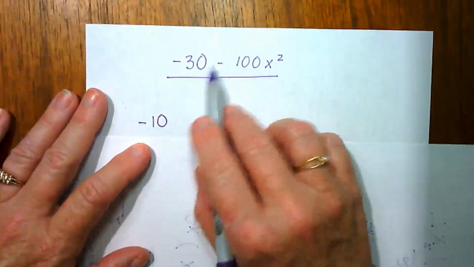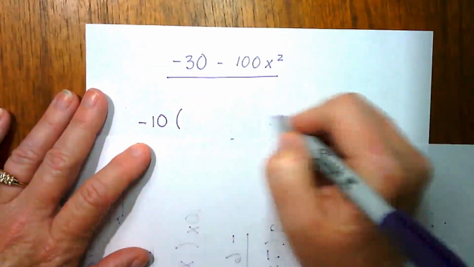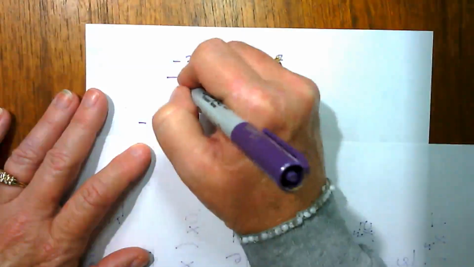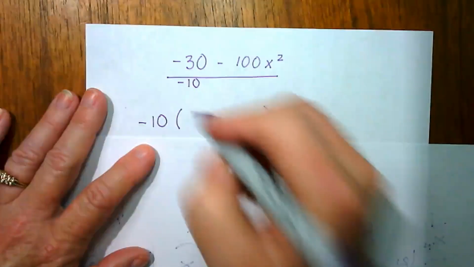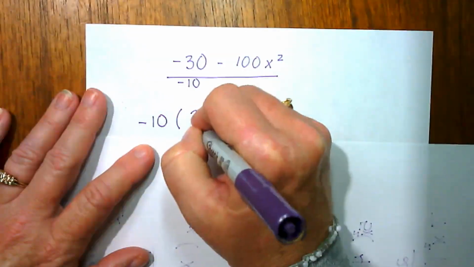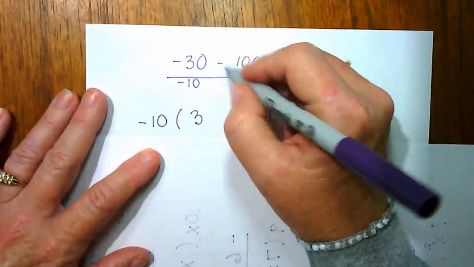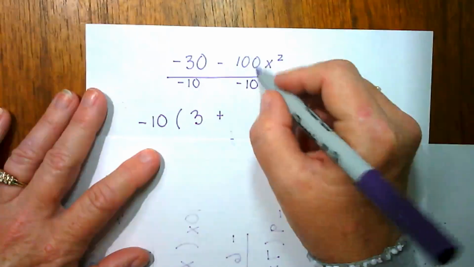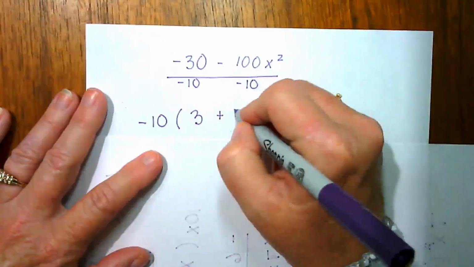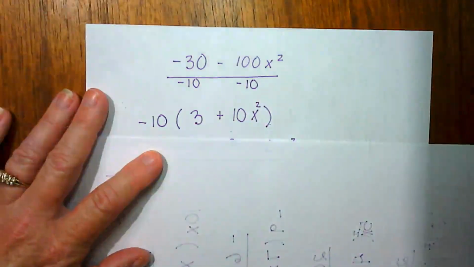This has an x squared and this doesn't have any x's, so there's no variables that are going to come out. So I'm dividing by negative 10. Negative 30 divided by negative 10 gives me positive 3. And here I'm dividing by negative 10. A negative and a negative is going to change this into a positive. 100 divided by 10 is 10, and nothing happened to the x squared. And that's our answer.